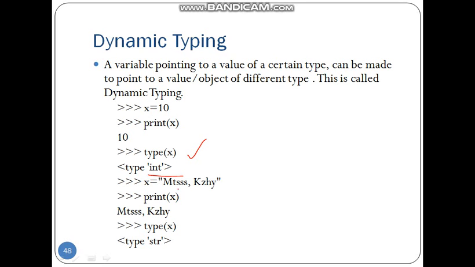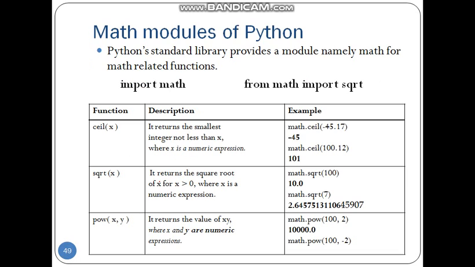Now to that X itself we are storing a string. Let's see the type of this. The same X was an integer, now it has turned into a string. So this type of dynamic change is possible for a variable, but this is not possible in C++. Once X is declared as an integer, you can't store any other values into it, but here this is possible.